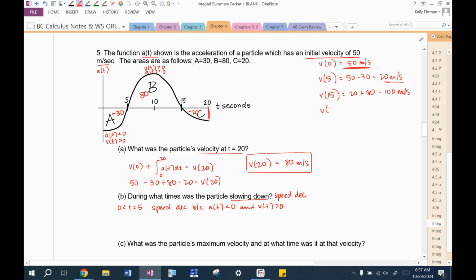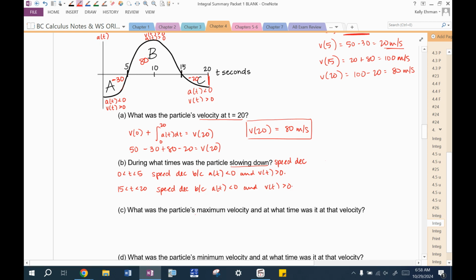Let's look at v of 20. We're sitting at 100, and we're supposed to subtract 20. That gets us to 80 meters per second. So the velocity is going to stay positive there. In this section, a of t is back to being negative, but velocity we just figured out was still positive on that interval. So also for times between 15 and 20, the speed is decreasing because a of t is less than 0 and v of t is greater than 0.